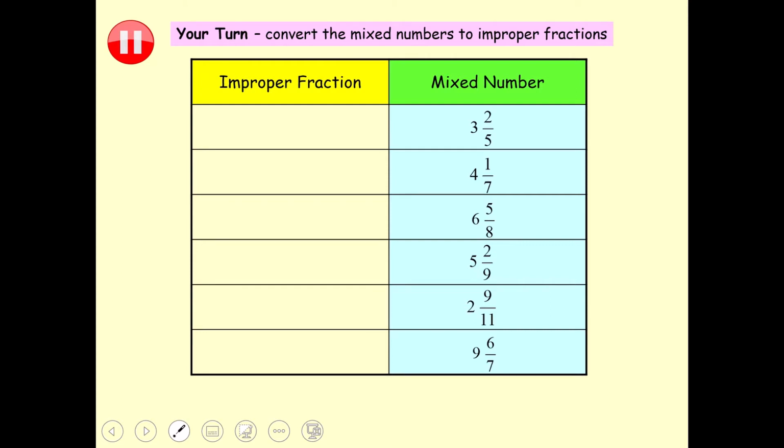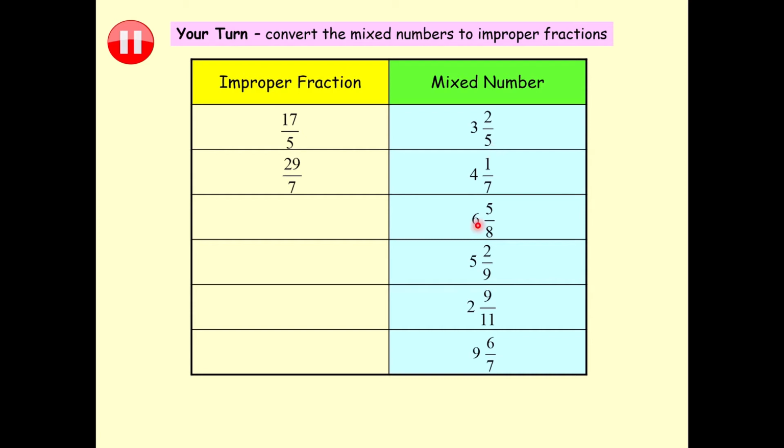Okay, let's look at the answers now. So the first one, we have 3 and 2 over 5, which means 3 times 5, add on your 2 to give you 17 over 5. The next question, we have 4 and 1 over 7, which means 4 lots of 7, so 4 times 7, add on your 1 to give you 29 over 7.